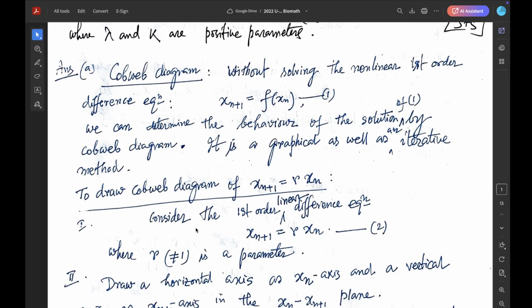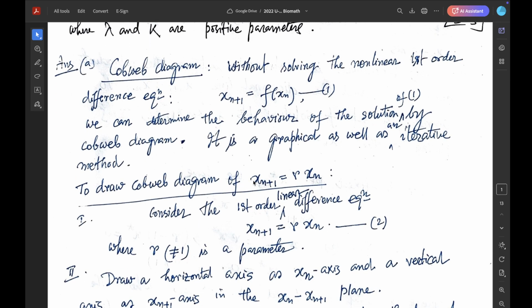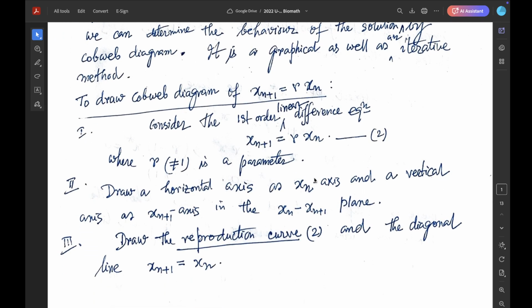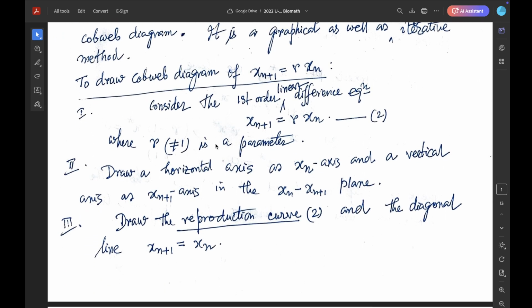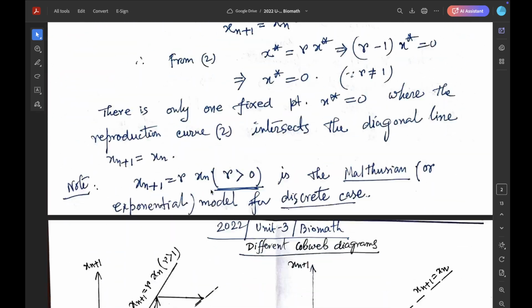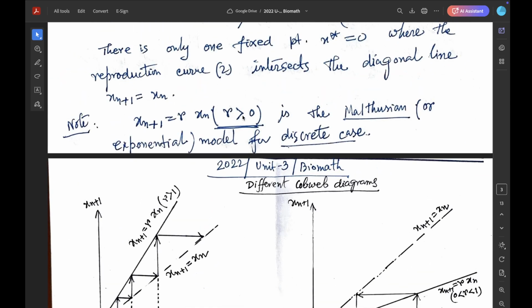Now we want to draw the Cobweb diagram of this difference equation x_{n+1} = r x_n, where r is a parameter not equal to 1. Step 1, this is the first order linear difference equation, r not equal to 1, the parameter. Note that when r is greater than 0, this difference equation is the Malthusian or exponential model for the discrete case.